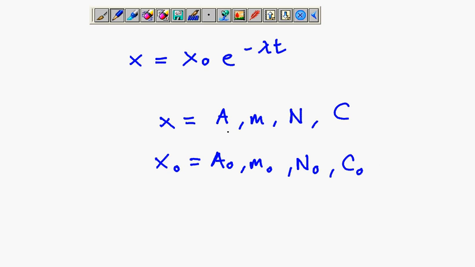Something worth noting is that activity is given in the unit becquerel, then mass is in kg or g, and number of nuclei is just the number of nuclei, and count rate is written as curie in some books, but it's not really used anymore.